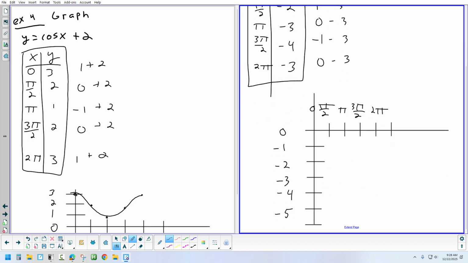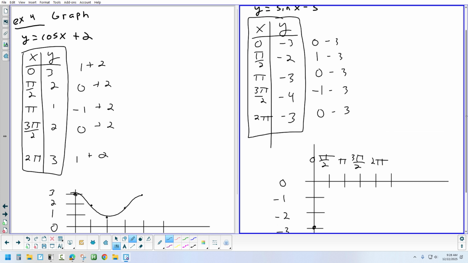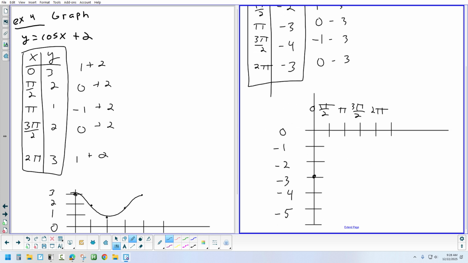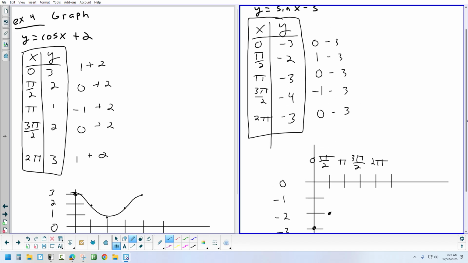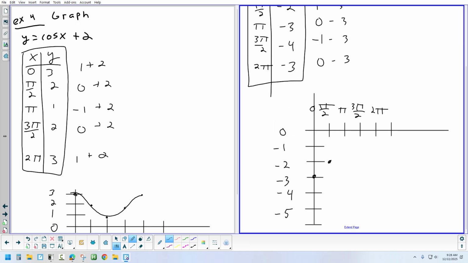All right, so at 0, we're at negative 3. At pi over 2, we go up to negative 2. Then at pi, we go back down to negative 3. Negative 4. And back to negative 3. Okay, so that's your sine function shifted down 3. Any questions on that? Okay.